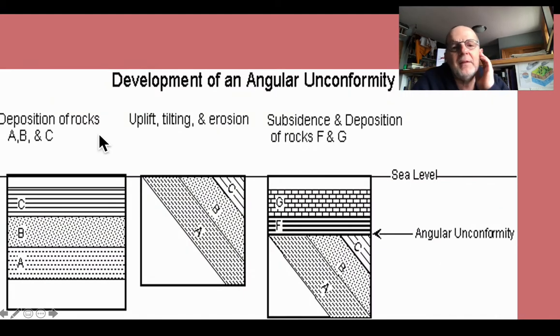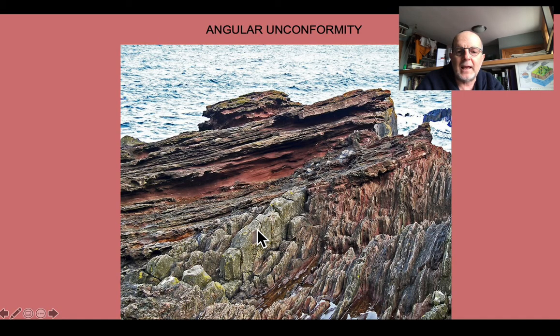Here's the development of an angular unconformity. So deposition of rocks A, B, and C. Then the uplifting of the rocks, the tilting, and the erosion of A, B, and C. Then the subsidence, sinking down as sea level goes up. Right? Now below sea level, the rock layers and new layers, F and G, deposited above, unconformable in relation to A, B, and C. There's an angular unconformity. These are standing straight up. This is sitting on it virtually horizontally.